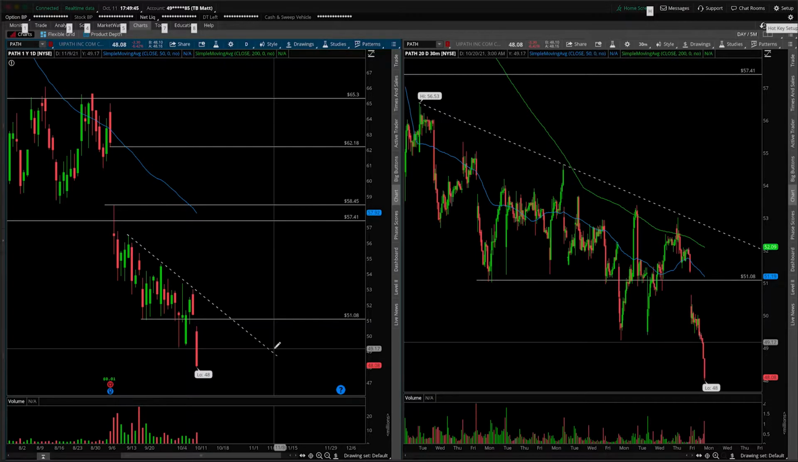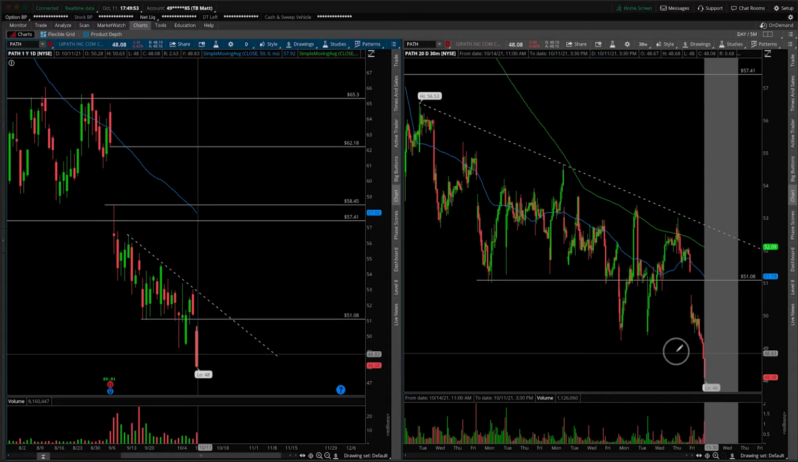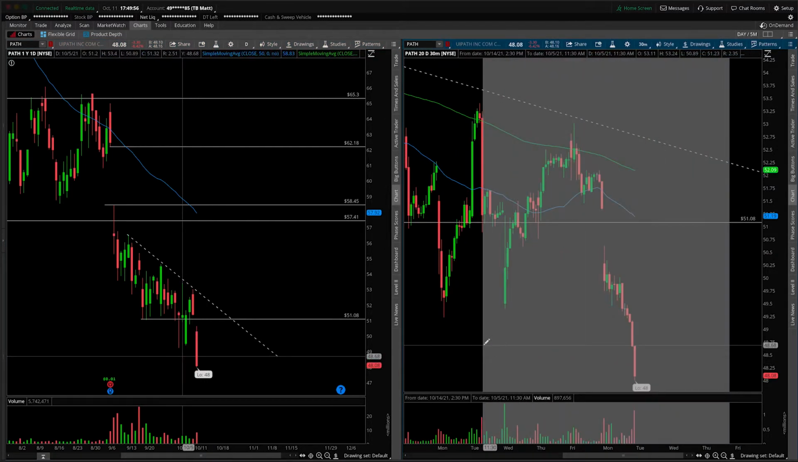And again, probably not just blindly buying this move down here, because as we mentioned, there's really no structure underneath that we can use for a risk-friendly entry. So that's from the daily perspective. Let's take a look at the 30-minute, then we'll wrap the video up.